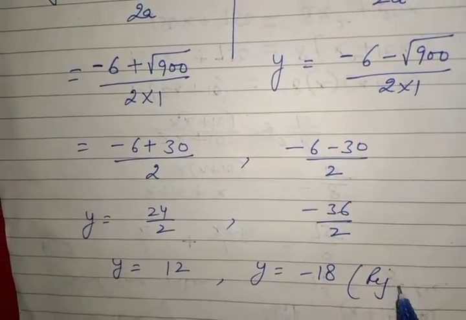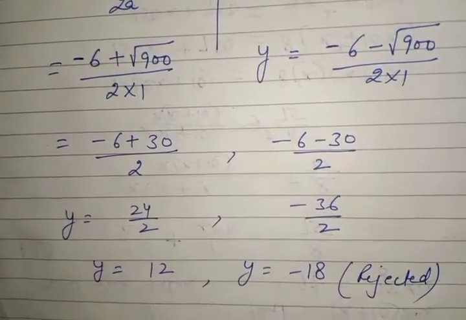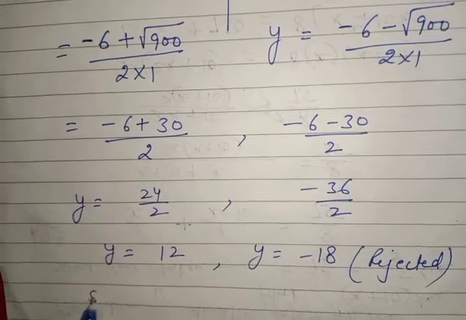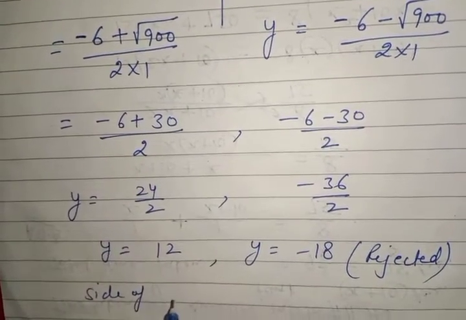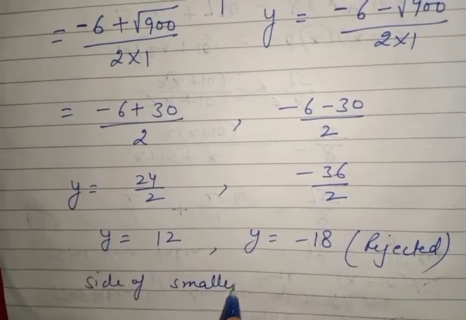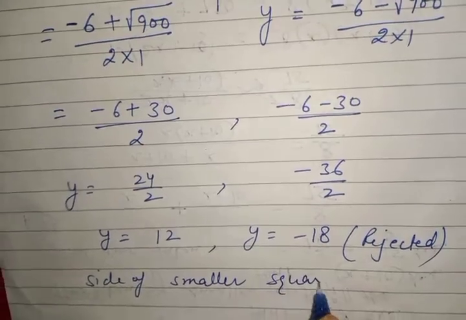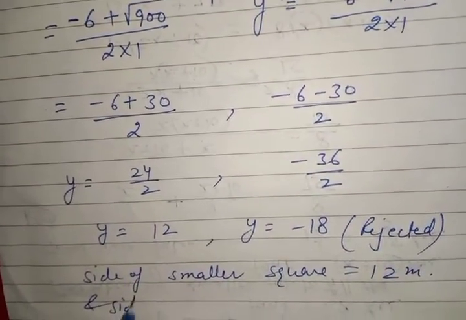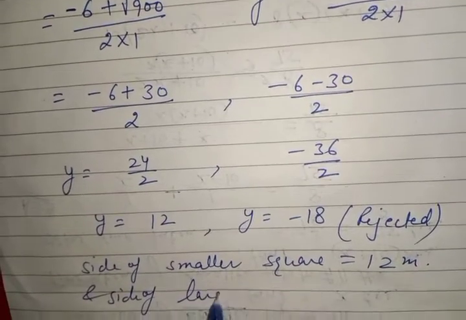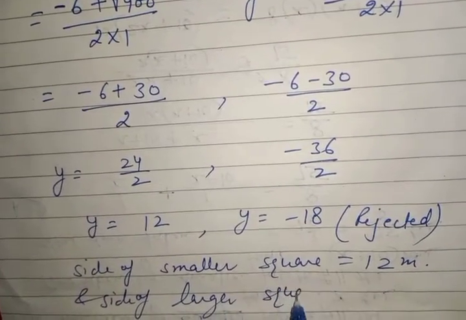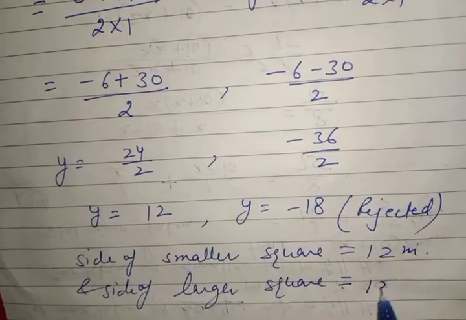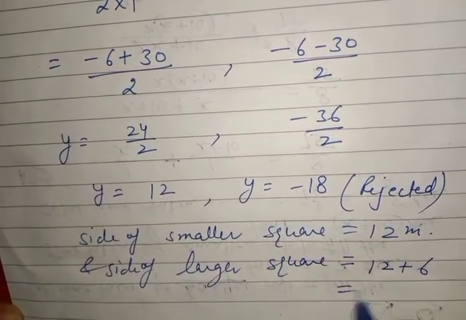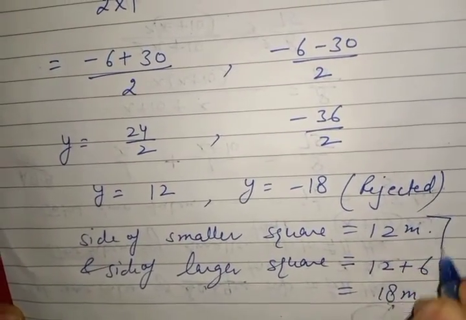The side of a square can never be negative, so it is rejected. So we can write the side of the smaller square is equal to 12 meters, and the side of the larger square is equal to 12 plus 6, which is equal to 18 meters. So this is our final answer.